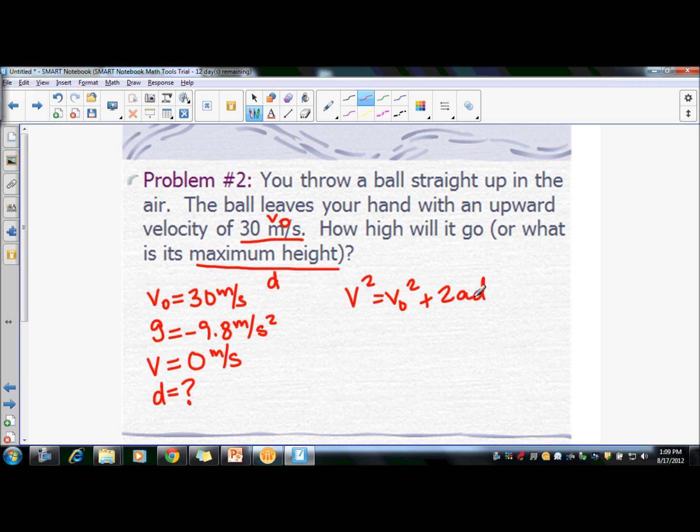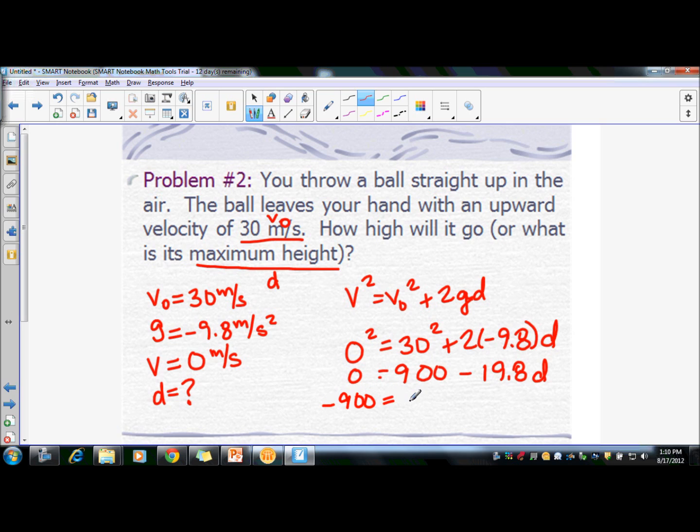We find an equation that has these 4, which is our squared one. It's v squared equals v naught squared plus 2ad, where a is now g. So v is 0. 0 squared is still 0. Our v naught is 30, so 30 squared, plus 2 times negative 9.8 times d. So 0 equals 900 minus 19.6 times d. Now we subtract the 900 over. So minus 900 equals negative 19.6 times d. And our last step, divide by negative 19.6. So our final answer, d, is 45.92 meters. So it'll go almost 46 meters in the air.